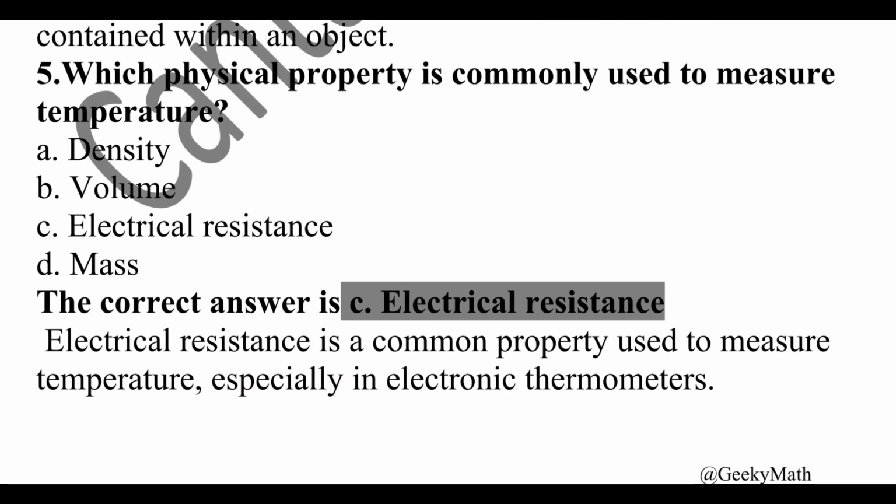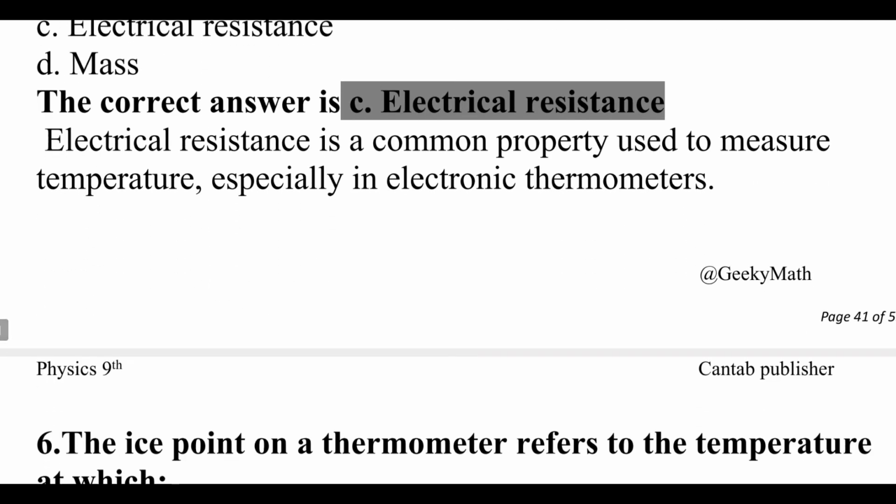Question number 5. Which physical property is commonly used to measure temperature? Option A, density. Option B, volume. Option C, electrical resistance. Option D, mass. So the correct answer is C, electrical resistance. Electrical resistance is a common property used to measure temperature, especially in electronic thermometers.